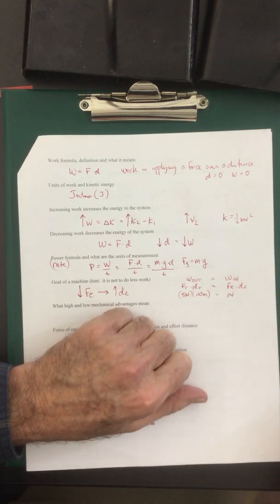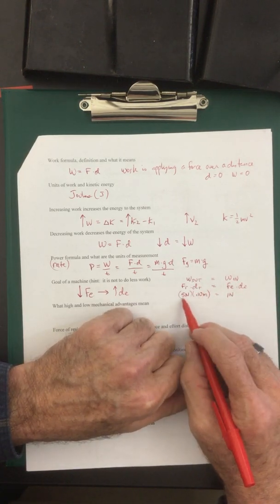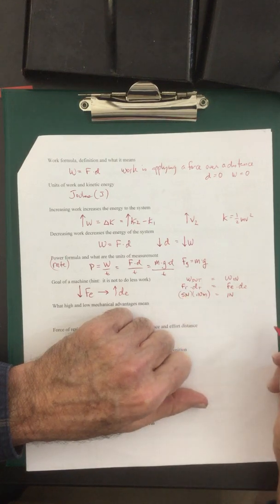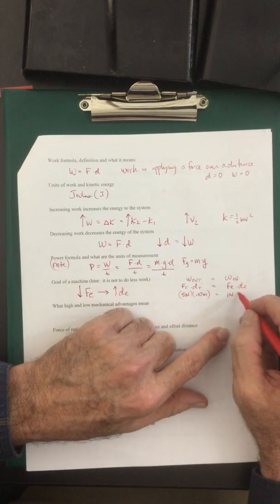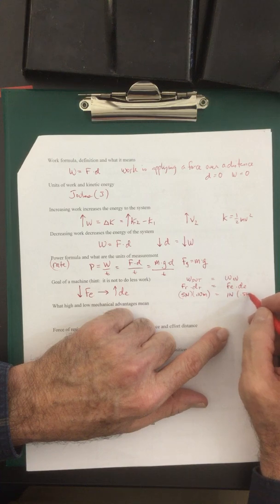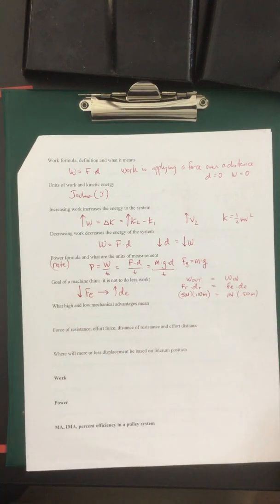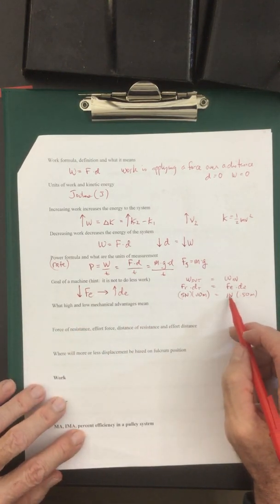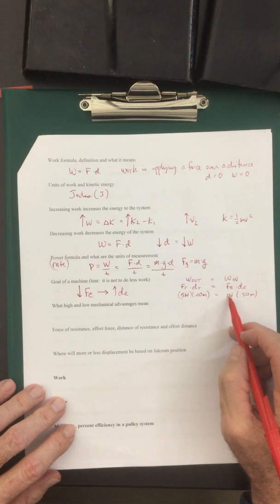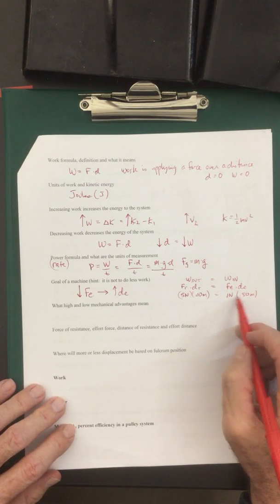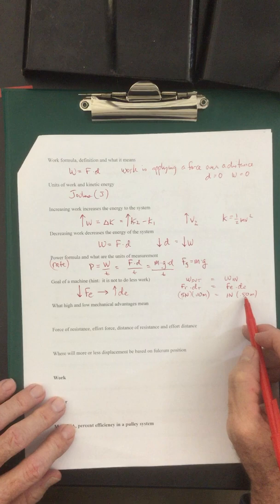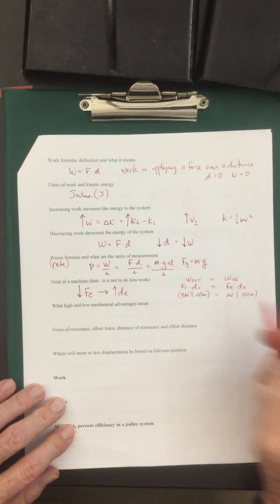But the work out has to be equal to the work in. This will be equal to 0.5. So my 1 Newton times my 0.50 meters. So I will pull with a 1 Newton force on my tension scale, but I'm going to have to move that tension scale about half of a meter, or 50 centimeters.